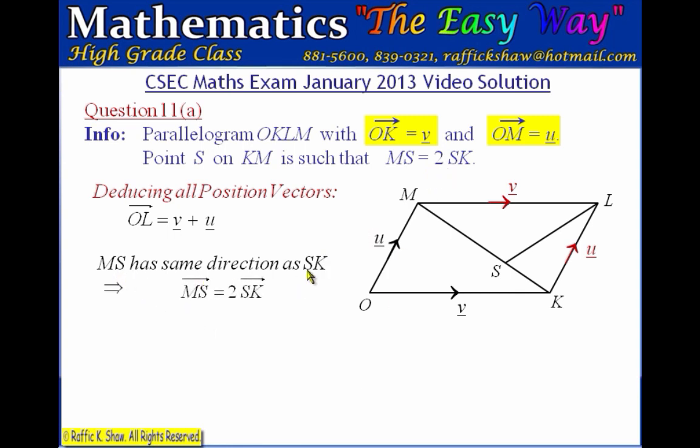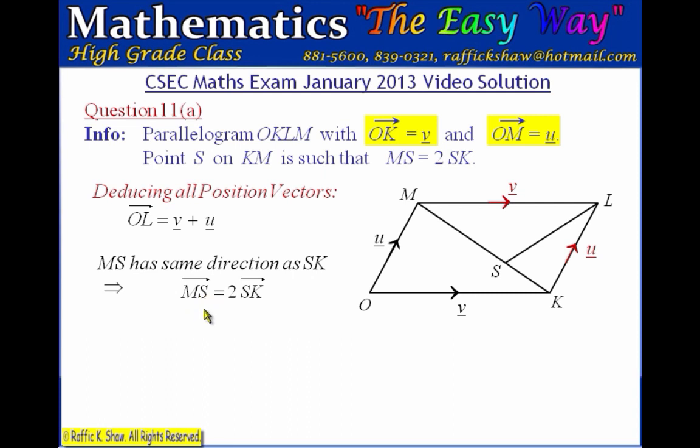Because MS and SK are in the same direction and MS is 2 times SK, the vector MS is equal to 2 times the vector SK. So what we have here is a vector equation with the point S. In this vector equation, M, S and K are the 3 points represented. We know the position vector of M and we know the position vector of K, and therefore S is the only unknown in this vector equation. And any equation with one unknown, in this case S, can be solved for that unknown.